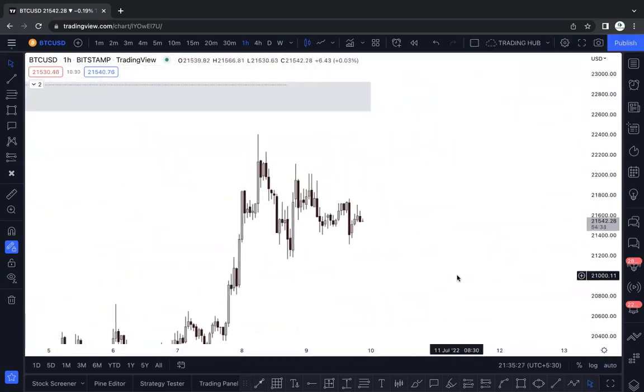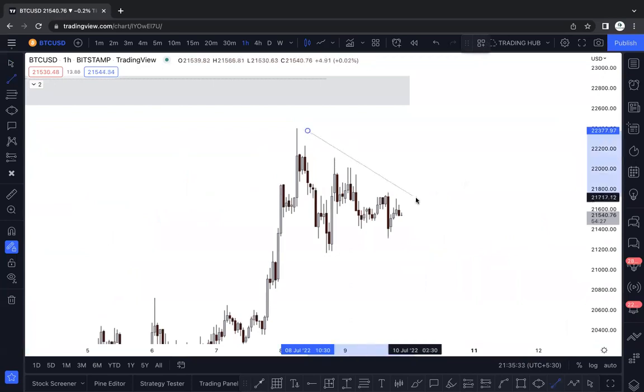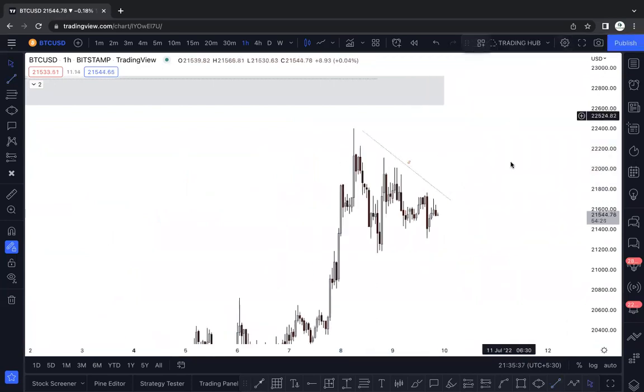Okay. Correct. And then you can see market creating liquidity. Liquidity. Yes.